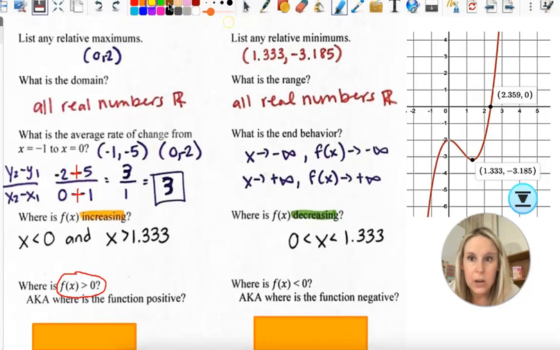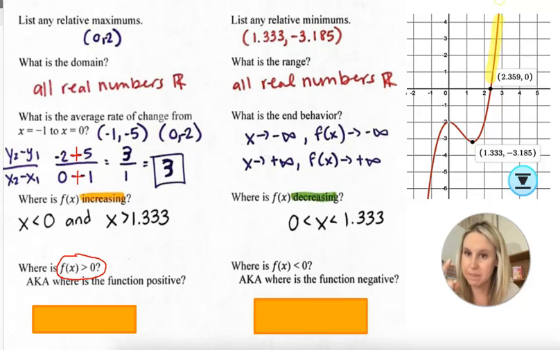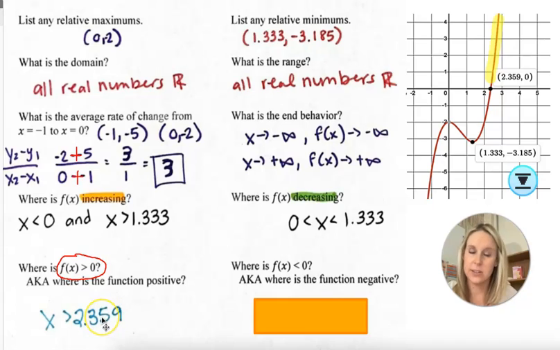We'll go yellow. So it's all negative down here, and it is positive right there. So it's positive 1 time. So I have 1 answer. Again, I only care about my x values. This x value would be the 2.359. And then ask yourself, is it to the left or to the right of that? It is to the right of it. So it is x greater than 2.359. So it is positive for all x values to the right of that number.